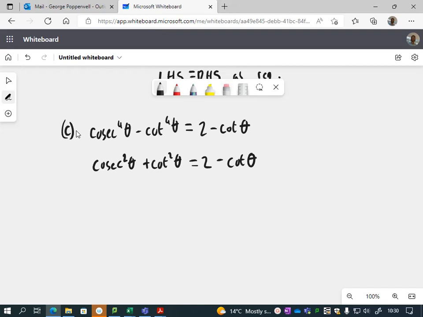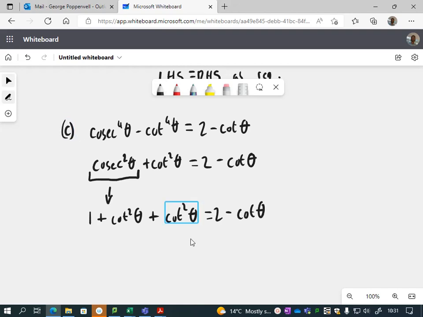Yes, I can, because there's an identity we should know here. Cosec squared can be written as 1 plus cot squared. So I'm going to rewrite this as 1 plus cot squared theta plus cot squared theta is equal to 2 minus cot theta.